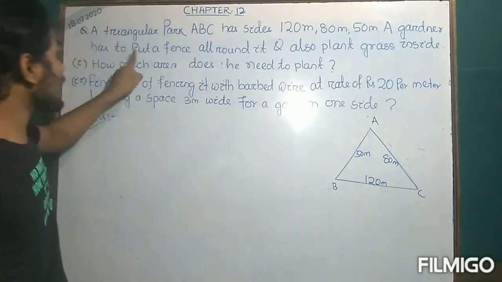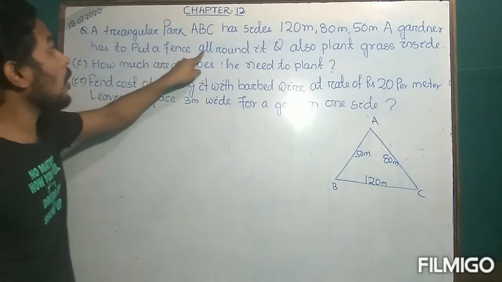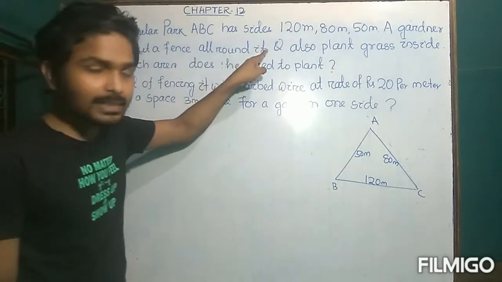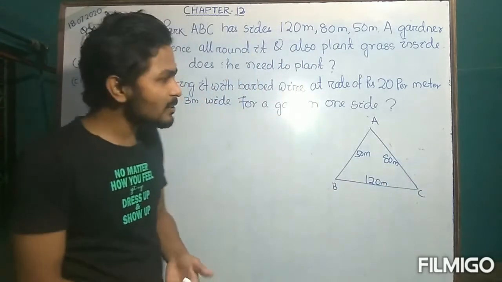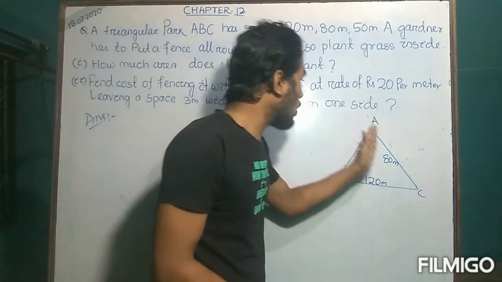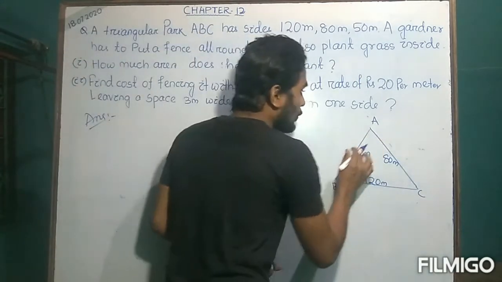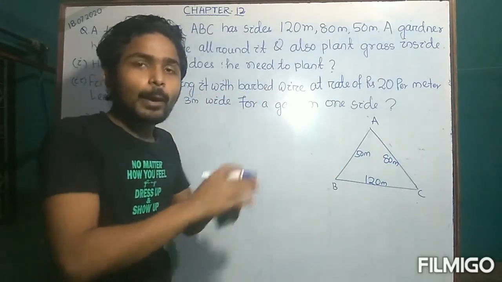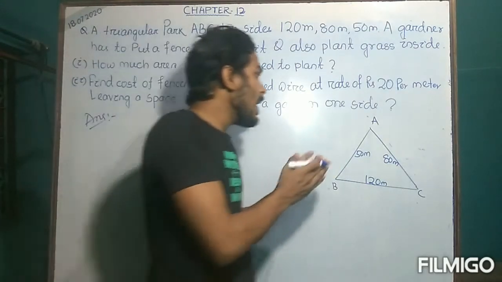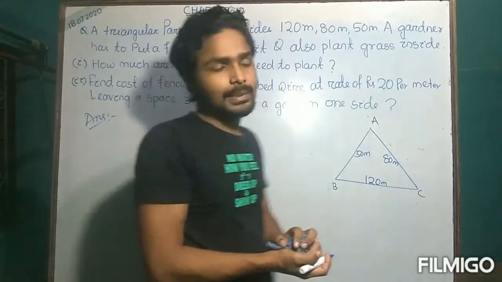First we have to understand the meaning. A gardener has to put a fence all around it. It means the gardener has to make a boundary all around it. Clear? That means he will make a fence. That means you will make a boundary around all the three sides.